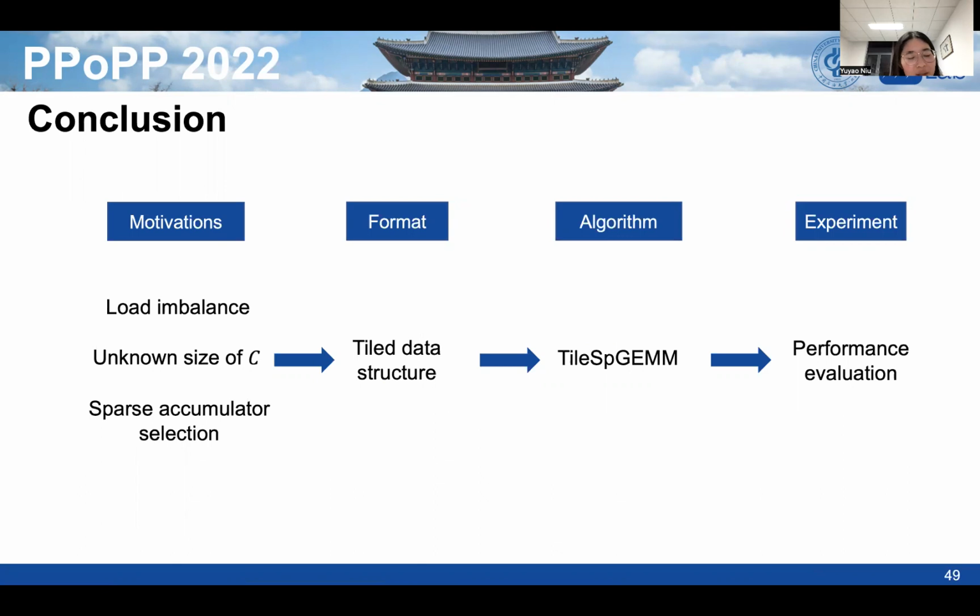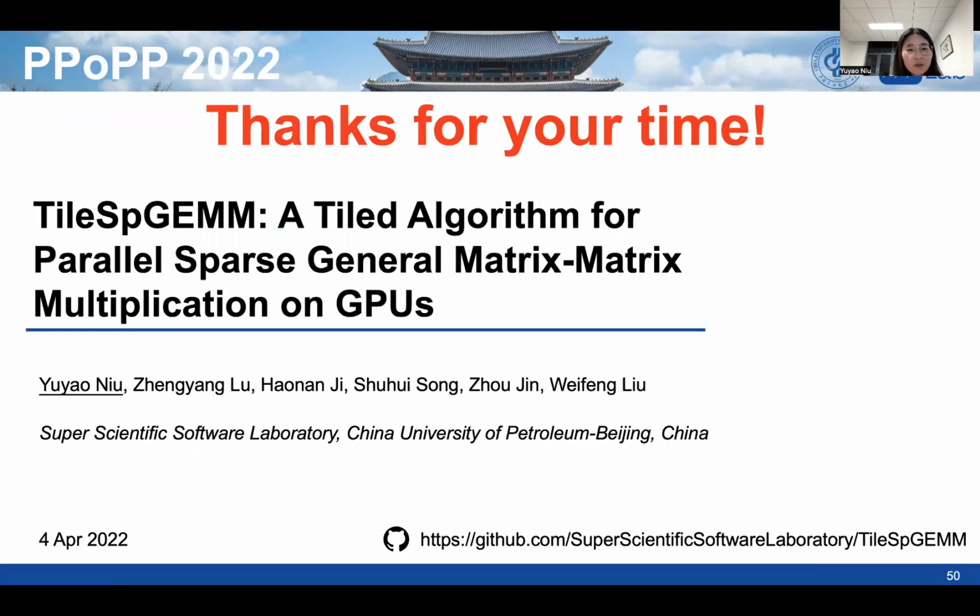So in the end, to make a conclusion, we demonstrated 3 performance issues that the row-row method has, and then we decided to design a totally different format called the tile data structure. According to the data structure, we propose our 3-step TileSpGEMM. The experimental data shows that our TileSpGEMM outperforms other latest SpGEMM methods. And that's all. Thank you very much for your time.